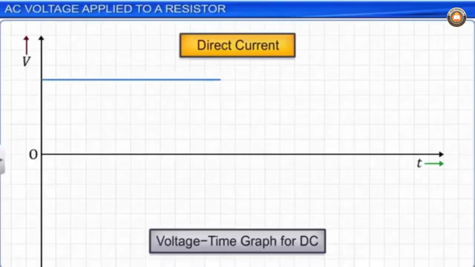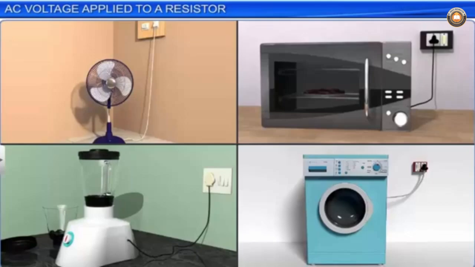We studied direct current earlier. Direct current does not change direction with time. However, most appliances in our daily lives run on voltages and currents that vary with time.